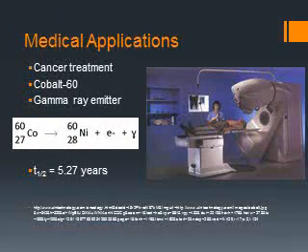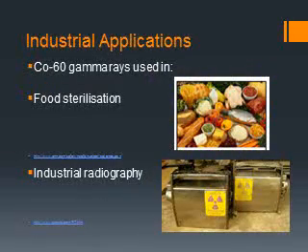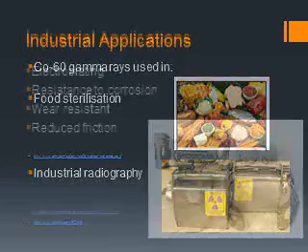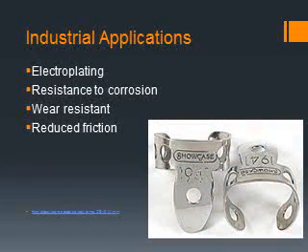Cobalt-60 is useful due to its gamma-ray emission. It is used to treat cancer with Cobalt-60 radiotherapy units. This isotope is also used in food sterilization and industrial radiography. Cobalt is used in electroplating. The plating surface is resistant to corrosion.